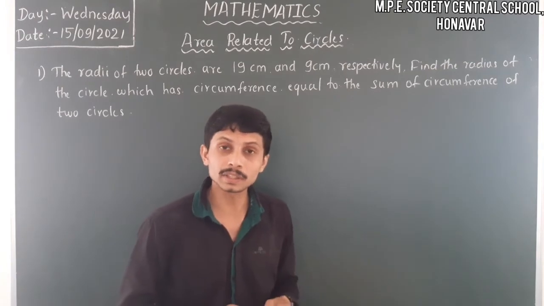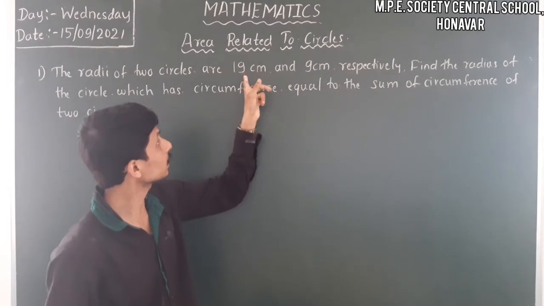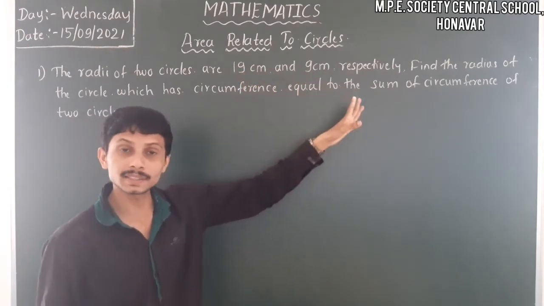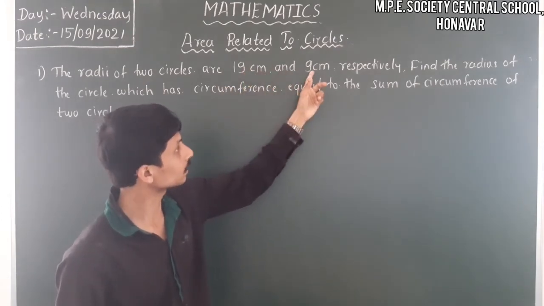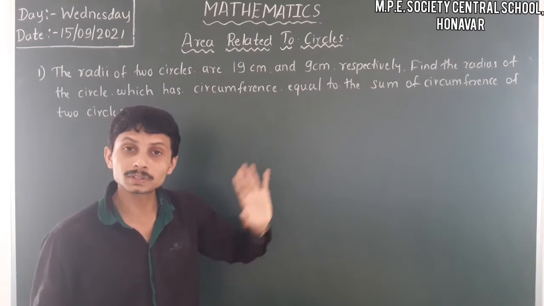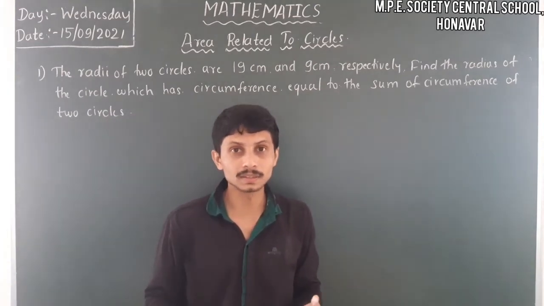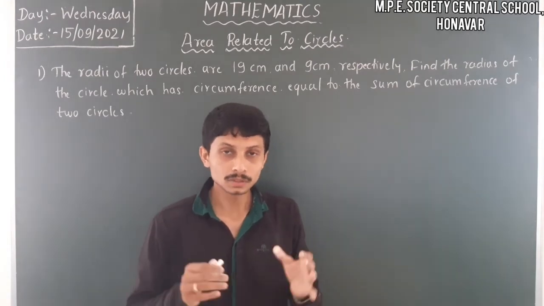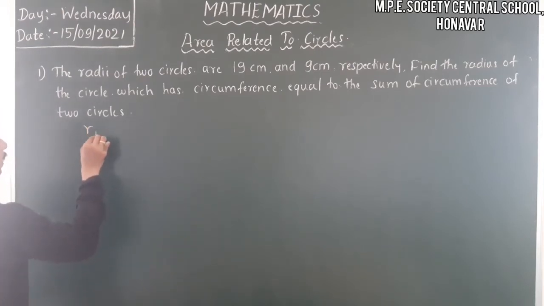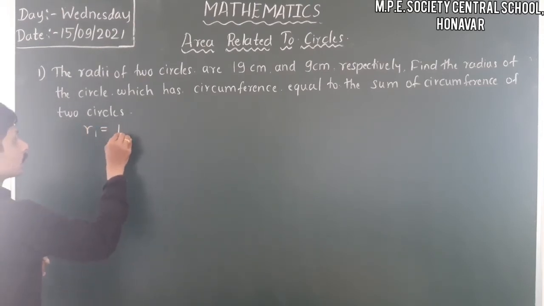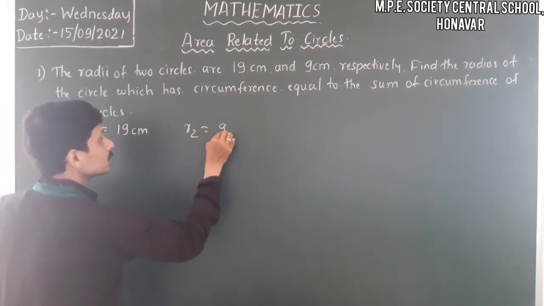It is given that the sum of the circumferences of these two circles, the circle having 19 centimeter and the circle having 9 centimeter, when added, gives the circumference of the bigger circle. So what is the radius of the bigger circle? That is what we have to find. The given things: the radius of the first circle, R1, is 19 centimeter, and R2 is 9 centimeter.